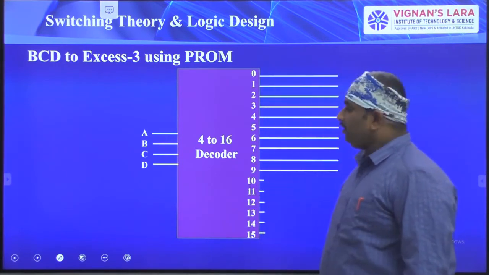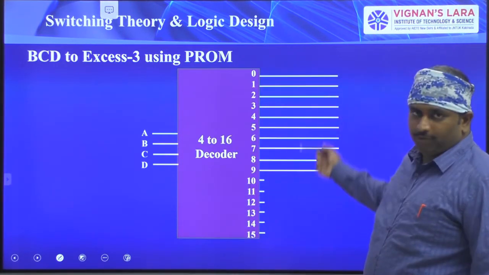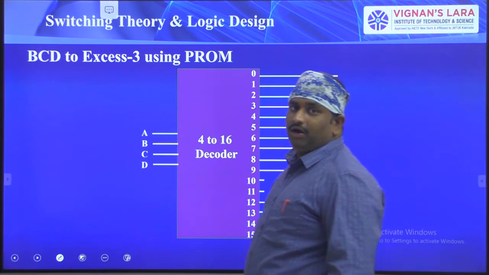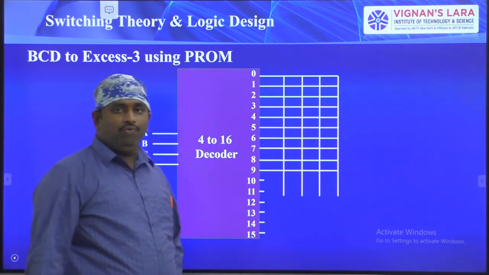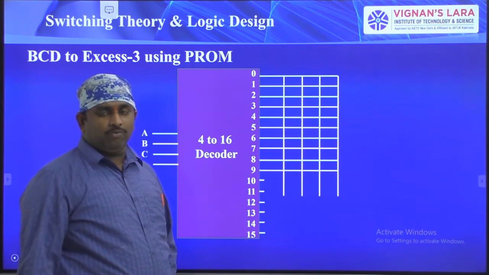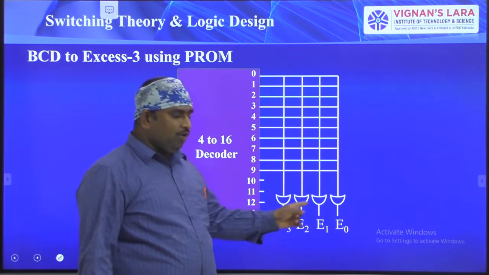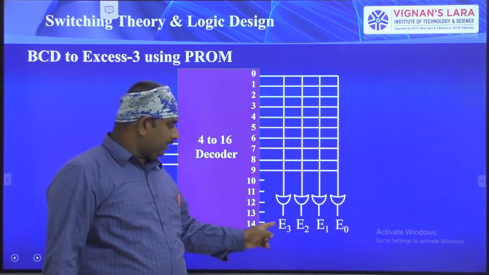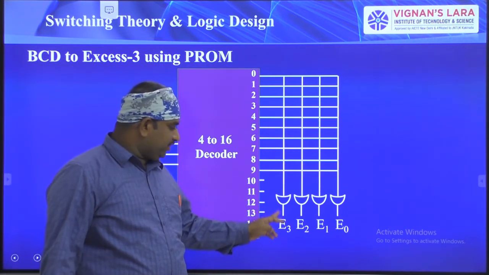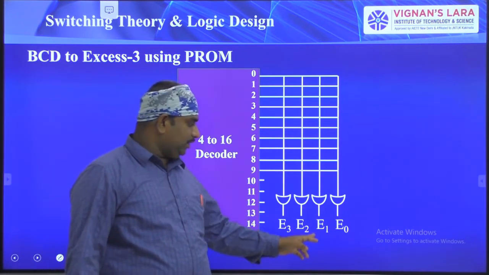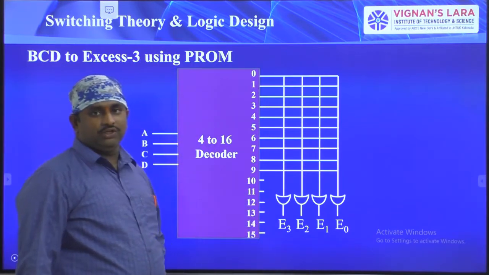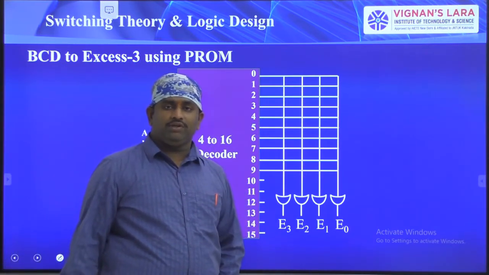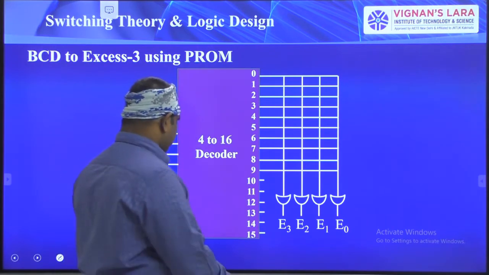Now by taking these output lines, we have to construct E0, E1, E2, E3. Here I have 4 outputs, so based on the connectivity, I have taken 4 OR gates here. Those 4 OR gates are E0, E1, E2, E3. The first one is E3, second E2, third E1, and last E0. Coming to the E3 function, what is the function that you have to bring here?